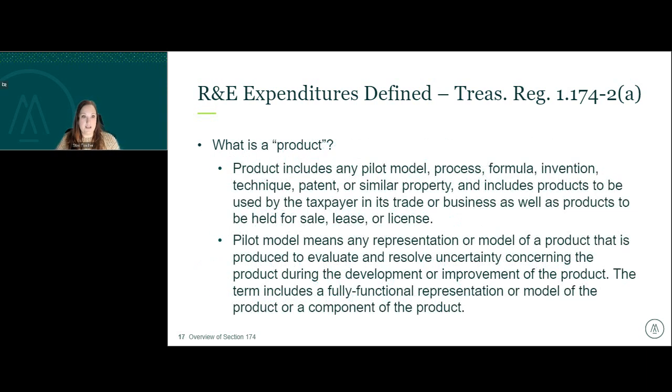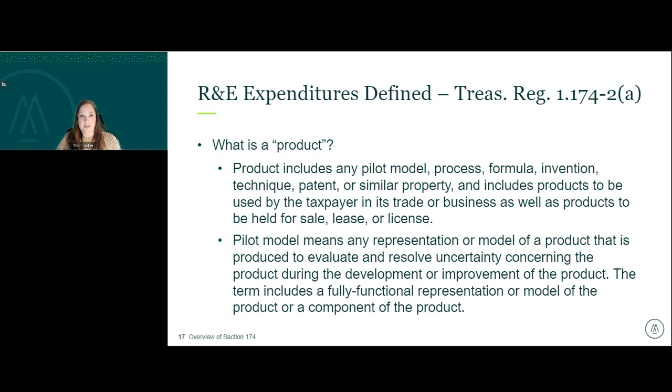What is a product? This is a key concept. I tend to think of product as project, or use that term project, because it doesn't just refer to actual products. It can refer to a pilot model, a process, an invention, a formula. As you see the list here from the code, it's pretty much any type of development effort that you do as a business.